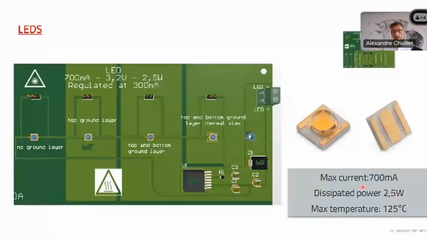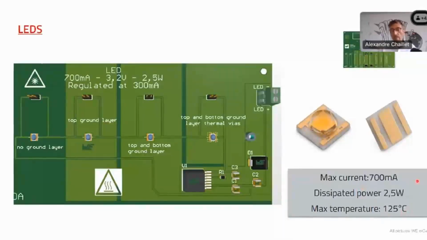And the maximum current is 0.7 amp. And I can tell you that these are really powerful LEDs because you don't have to watch them with your simple eyes. Otherwise, you will see white color for a couple of hours. So this is a little bit dangerous. So these are really power LEDs. The maximum temperature is 125 degrees Celsius.